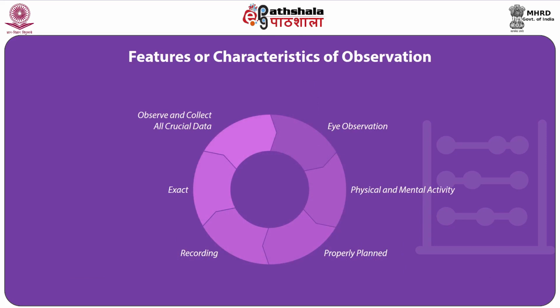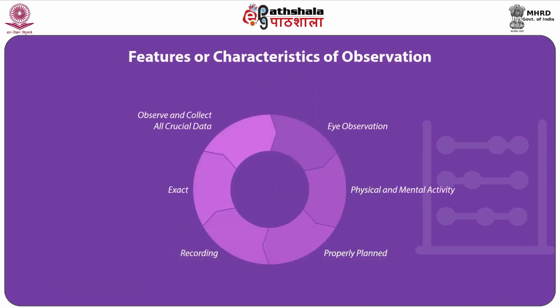Observation should be exact. For example, during observation, the researcher should make use of standardized tools which enable them to observe and capture the research subject's behavior exactly as it occurs in the natural social context or setting. In the case of observation, one should observe and collect all crucial data. In the observation method, researchers would observe all those activities related to the topic under study. However, the researcher only collects the data relevant to the research, including the cause and effect of relationships.